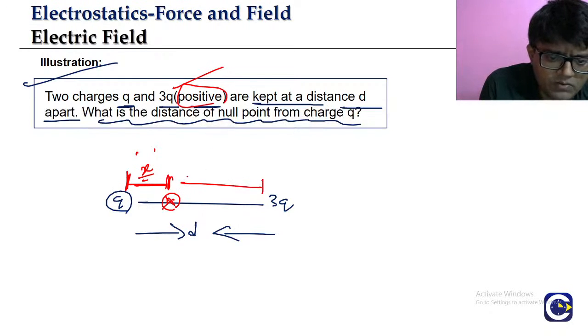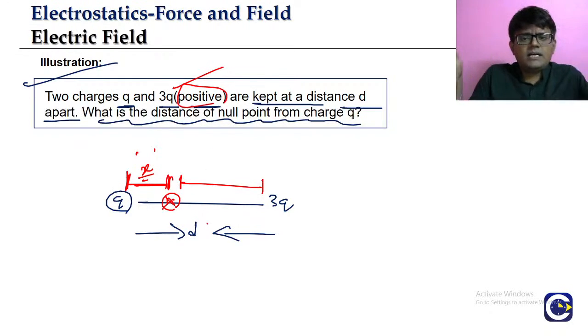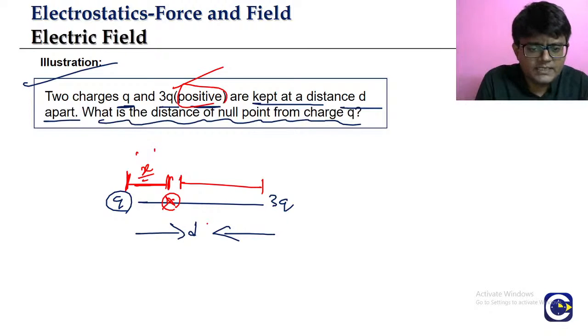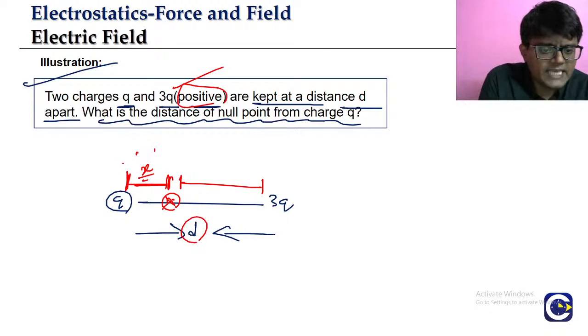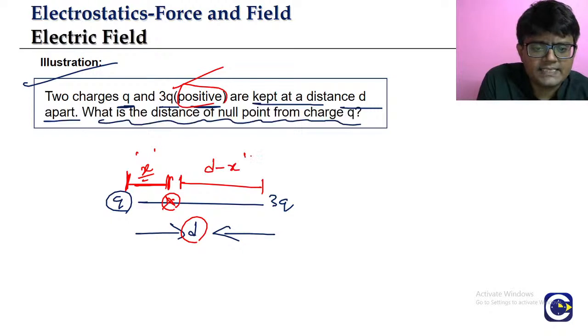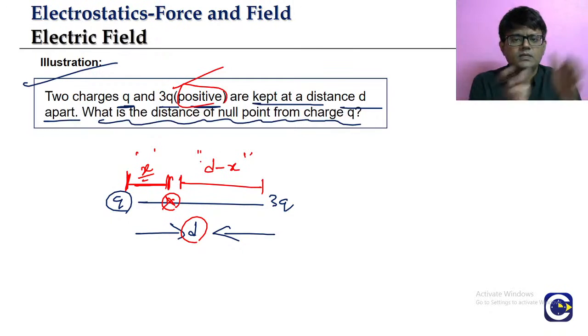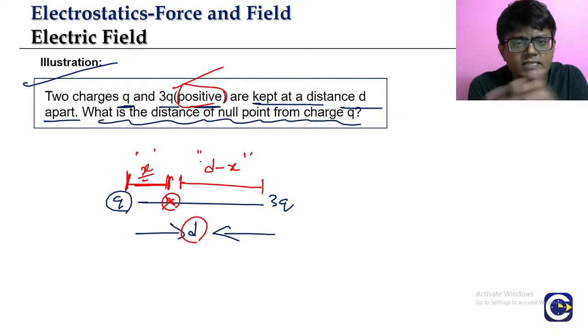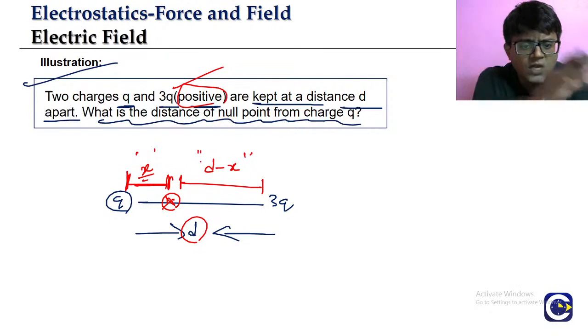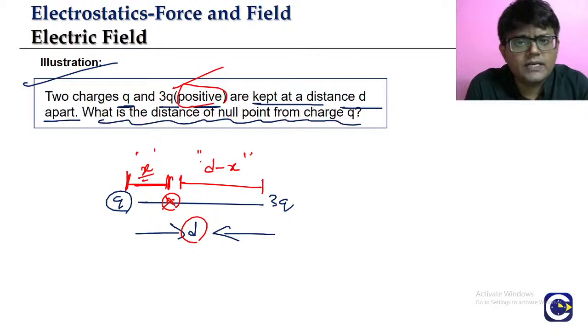Then on this other side, what will be the distance? The total separation between the two charges is d. So if this side is x, then the other side will be d minus x. If you are calling one side x, then the other side will be d minus x. Totally, it should be d.